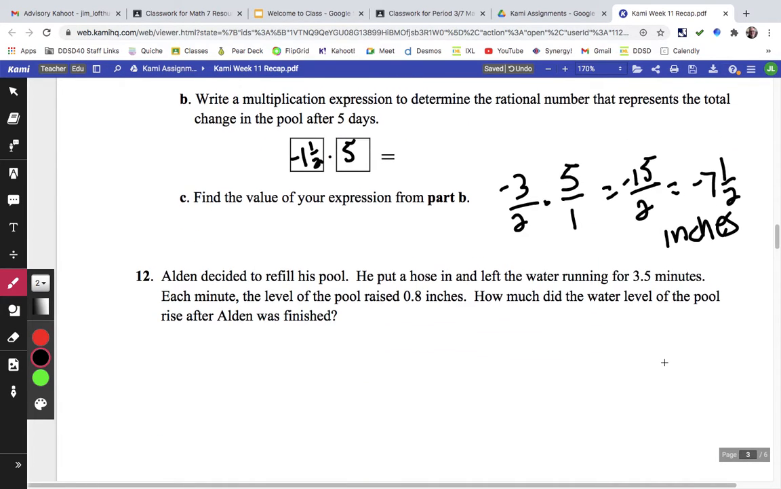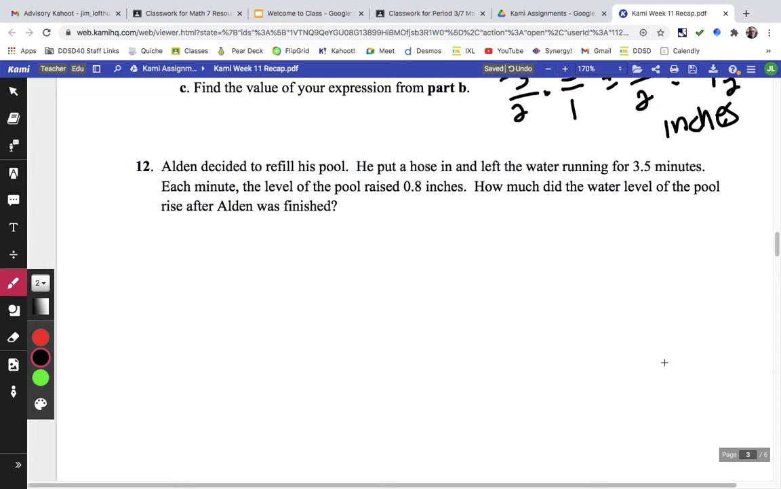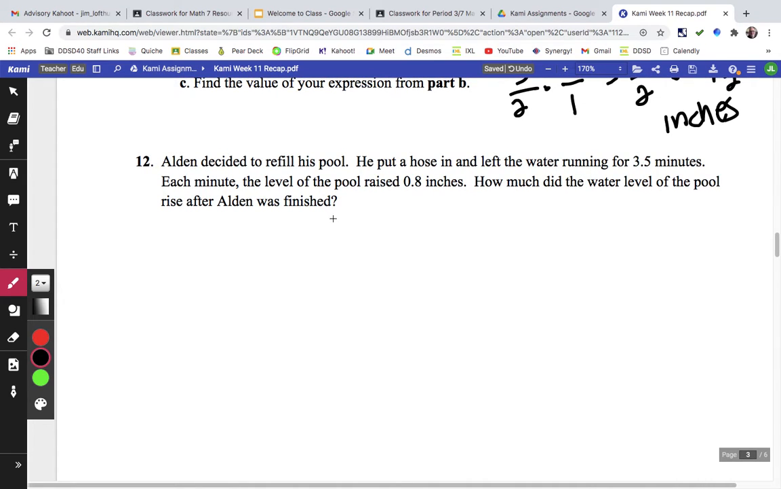Alden decided to refill his pool, and he put a hose in it and left the water running for 3.5 minutes. Each minute, the level of the pool raised 0.8 inches. So we're going to do 0.8 inches times those 3.5 minutes. And I'm already thinking just 8 times 35. So that is 2 decimal points. So how much did the water level of the pool rise? It rose 2.8 inches.